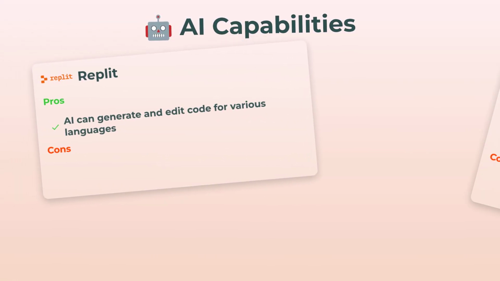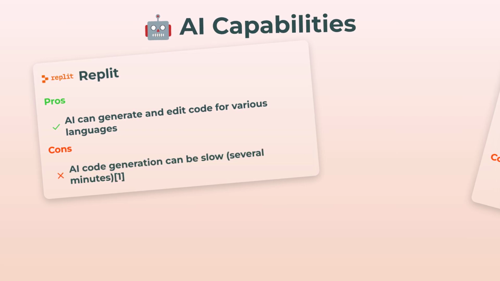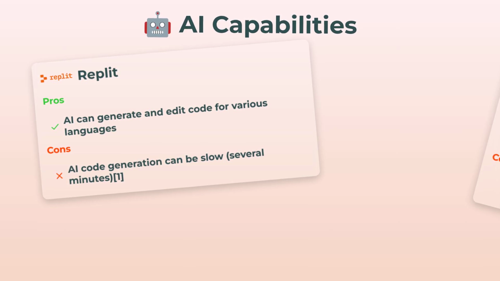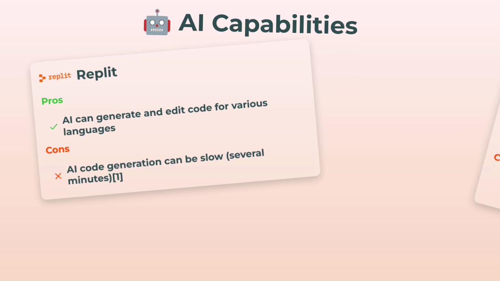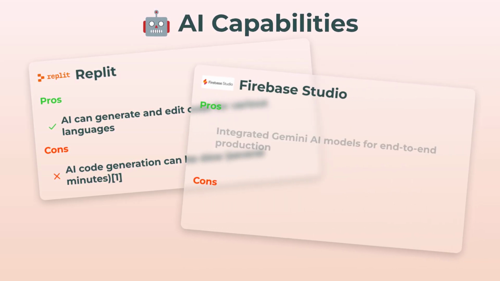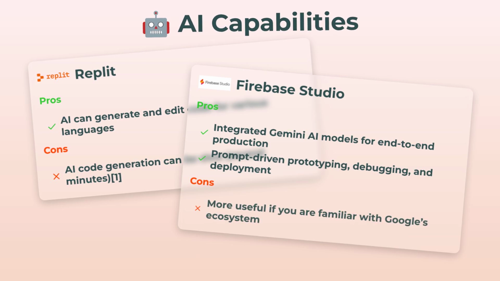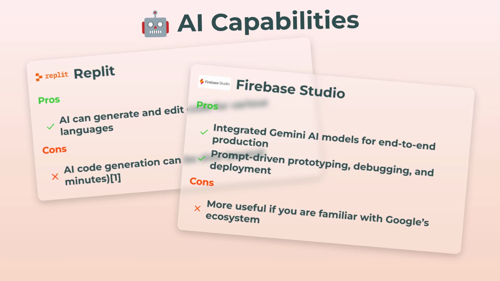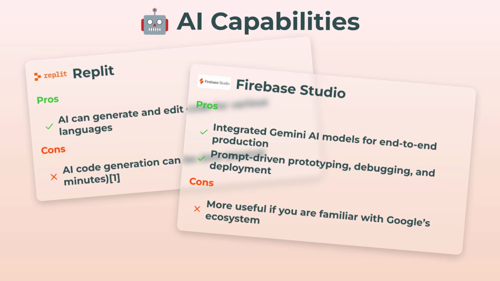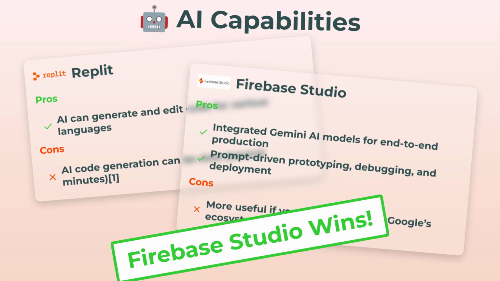Next up, AI capabilities. So Replit does have AI and you can totally generate and edit code across all sorts of languages. It's cool, but sometimes it's a bit slow, like minutes slow, which makes you wanna go grab coffee. Now Firebase Studio? Now this is wild because it's packing Gemini AI, the real deal from Google, which means prototyping, debugging, deploying, it's all prompt-driven and snappy. It feels very integrated, but only if you're vibing with Google's way of doing things. So yeah, the winner for AI, pretty obviously Firebase Studio.